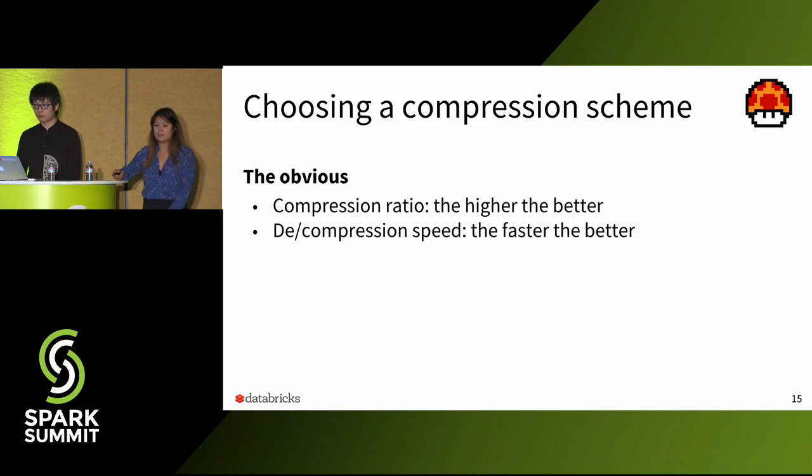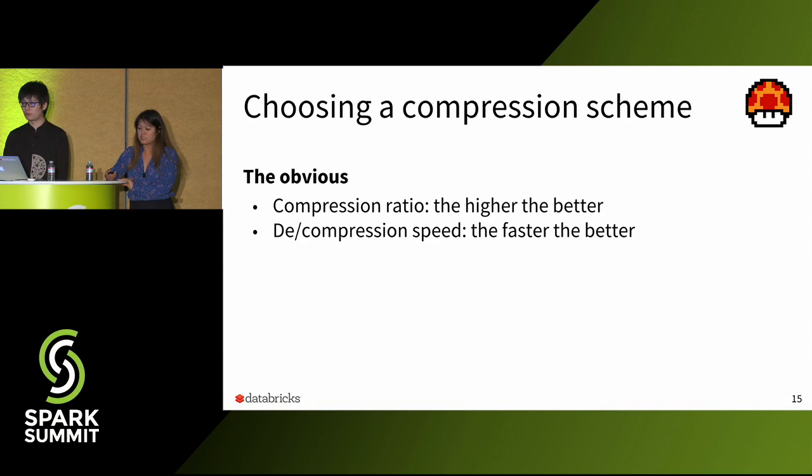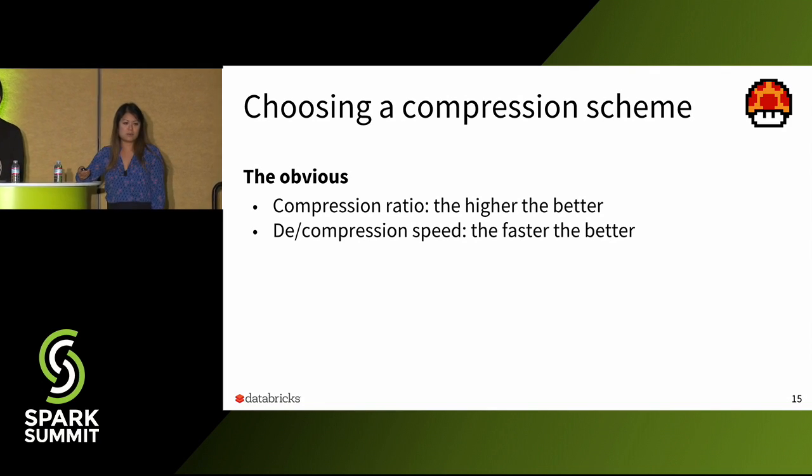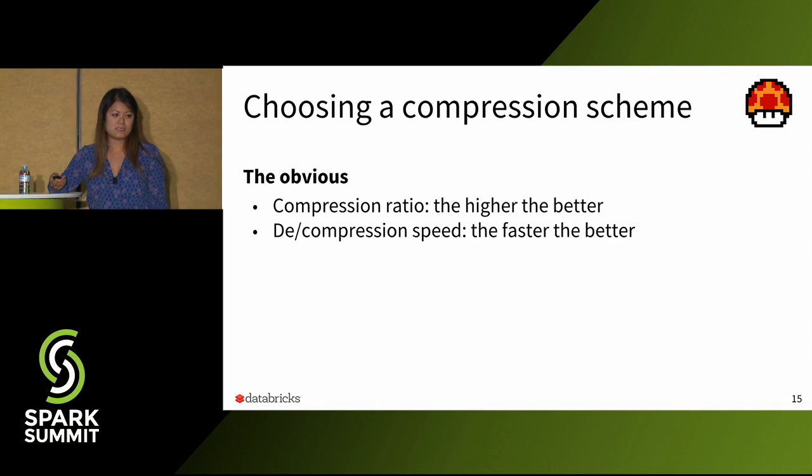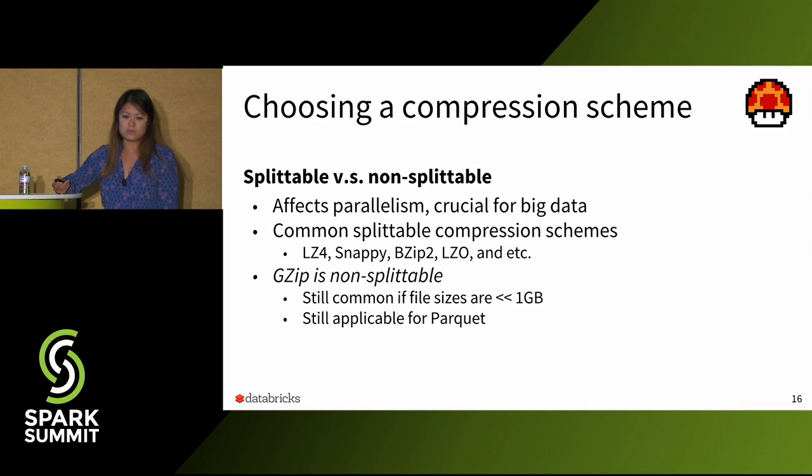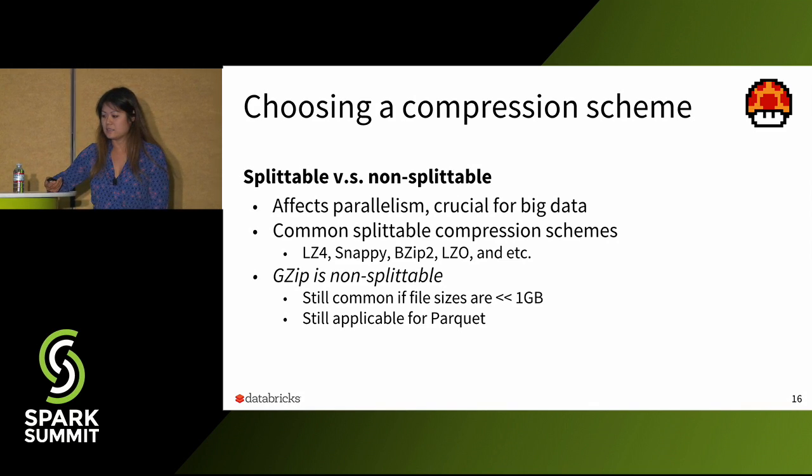So first, let's talk a little bit about choosing a good compression scheme. Obviously, the characteristic you want to look for in a compression scheme is the higher the ratio, the more your data compresses, the better that's going to be. But you're also trying to trade that off with how much time it takes to encode and decode your data. Those are some of the trade-offs that you have with different compression schemes.